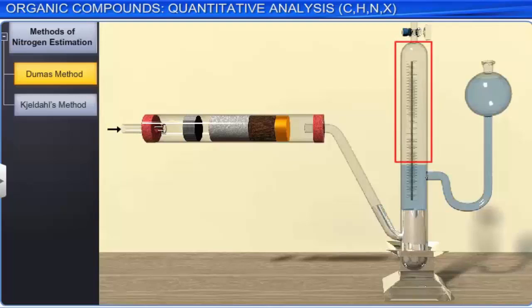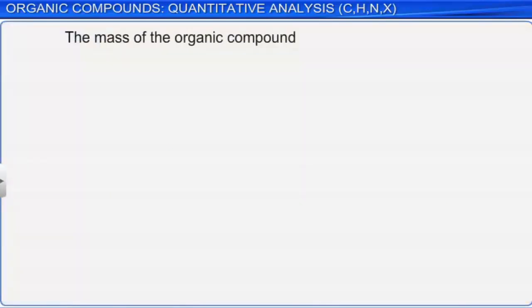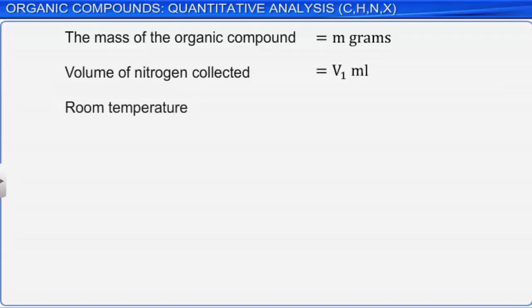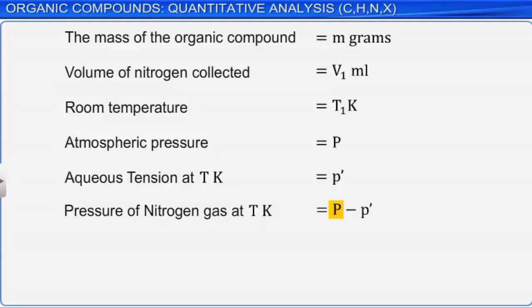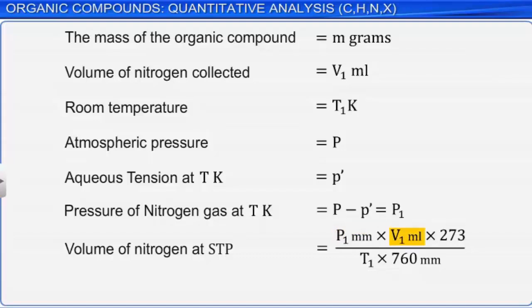If the mass of the organic compound is m grams, the volume of the nitrogen collected is V1 ml at room temperature of T1 Kelvin. The atmospheric pressure is P and the aqueous tension at T Kelvin is P dash. Then, the pressure of nitrogen gas at T Kelvin is atmospheric pressure P minus aqueous tension P dash. Let this be equal to P1. Then, the volume of nitrogen at STP is equal to P1 mm multiplied by V1 ml multiplied by 273 Kelvin divided by the product of T1 Kelvin and 760 mm. Let's assume that the resultant volume is V ml.